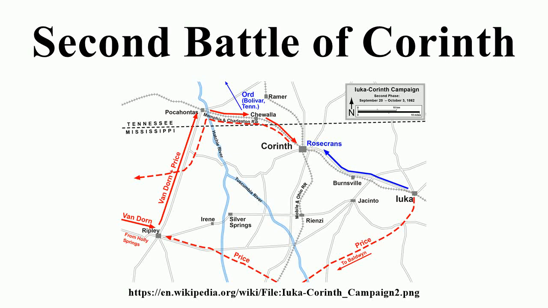The Second Battle of Corinth was fought October 3–4, 1862, in Corinth, Mississippi. For the second time in the Iuka-Corinth campaign, Union Maj. Gen. William Rosecrans defeated a Confederate army, this time one led by Maj. Gen. Earl Van Dorn. After the Battle of Iuka, Maj. Gen. Sterling Price marched his army to meet with Van Dorn's.